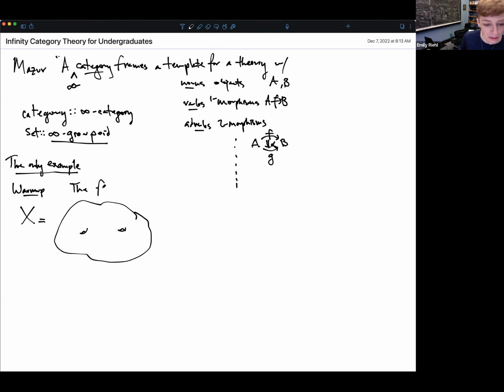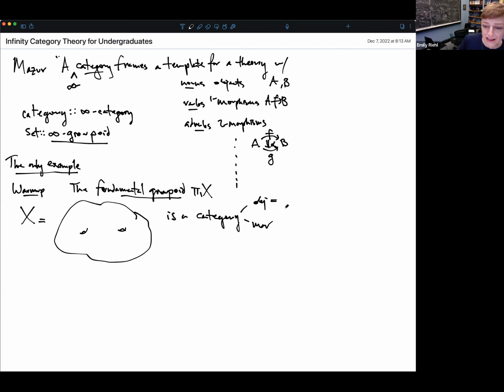I'm going to tell you about a category which is called the fundamental groupoid. This is very closely related to the fundamental group, if that's a more familiar concept. Notation is pi 1 X. This is sort of a many-object version of the fundamental group. So this is firstly a category. As Mazur teaches us, a category needs its nouns and its verbs. So we need objects and we need the morphisms.